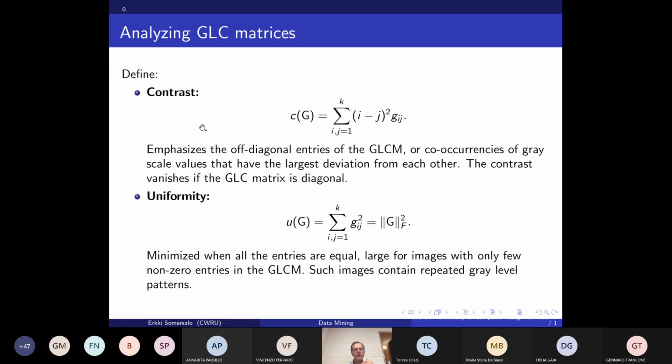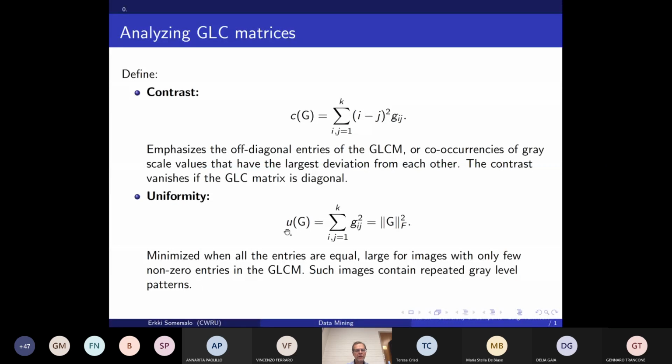This emphasizes the off-diagonal entries of the gray level co-occurrence matrix, because the diagonal entries are going to be 0, and entries close to the diagonal have a small weight, while entries off the diagonal have a big effect. And so that means that you give a big weight to pixels which are far away from each other in the grayscale sense. And so this is called contrast. So you can try to classify images just by saying what the contrast is. If the contrast is big, you have one type of images. If the contrast is small, you have another type of images.